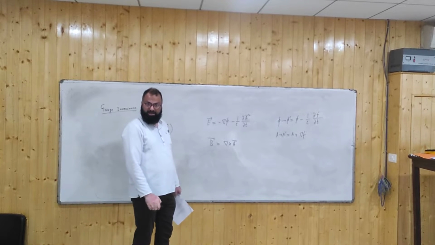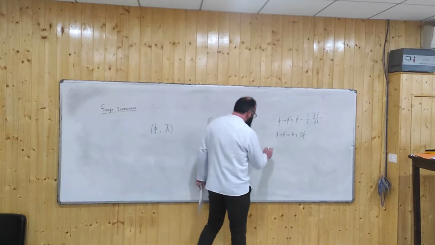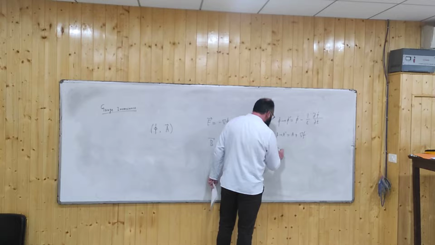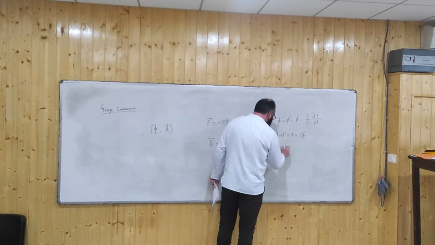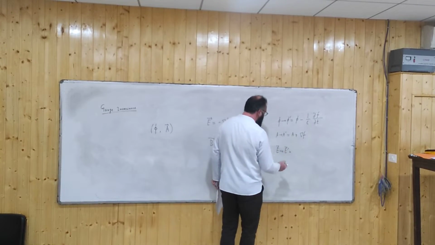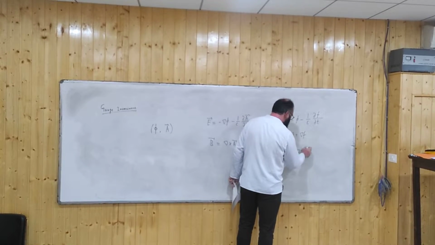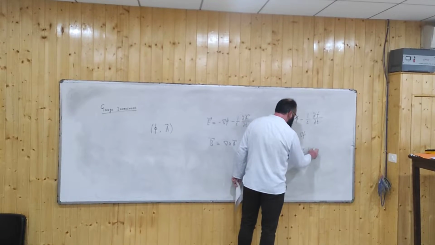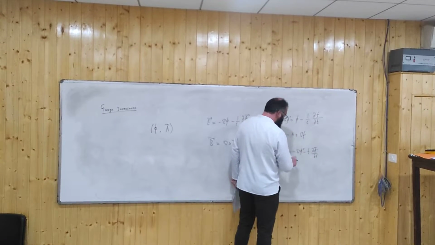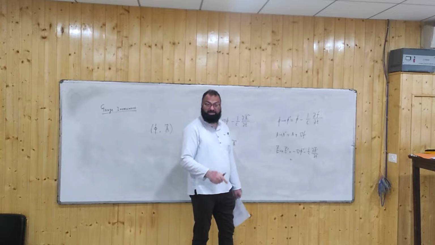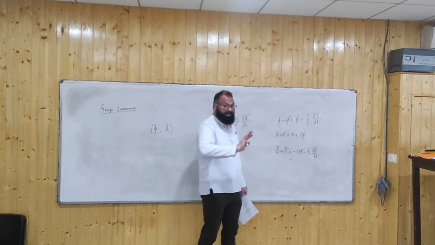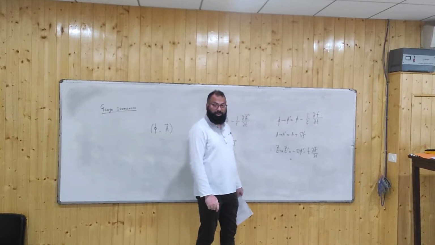Okay, now let's check. So therefore I can write this E will go as E prime. So what is that equal to? What is E prime? It's minus nabla phi prime minus 1 by C partial A prime by partial T. Because I am changing only the field, I am not changing the coordinates. I am changing only the value of the fields at a given point.